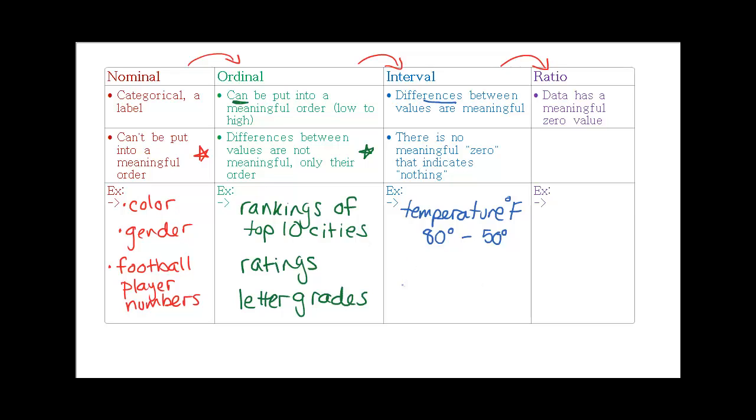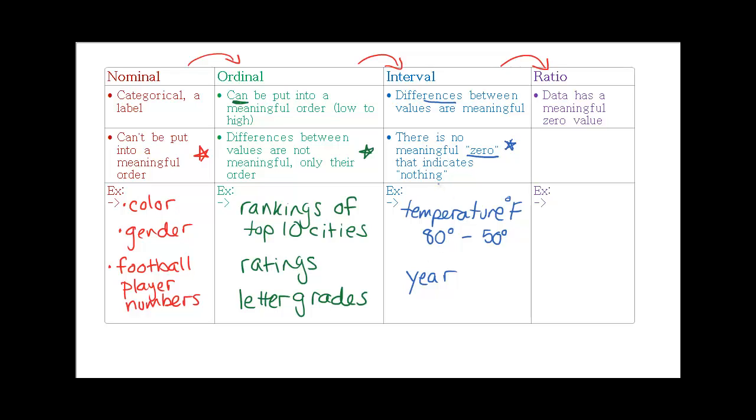Another example here would be a year, right? So 1900 versus 2000. The difference in those years is, sorry, 100 years. But the caveat here is that there's no meaningful zero. And this is kind of a tricky one. The difference between interval and our next category, ratio, is this difference between having a zero or not having a zero. And this can be a little bit difficult to understand.